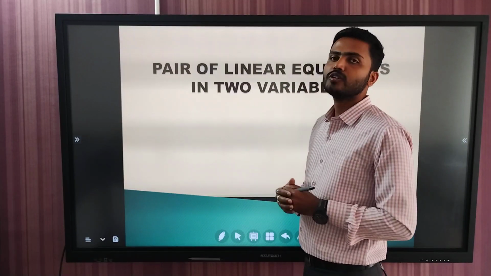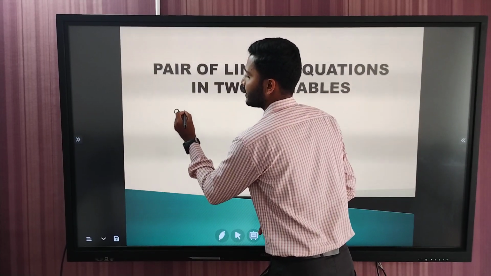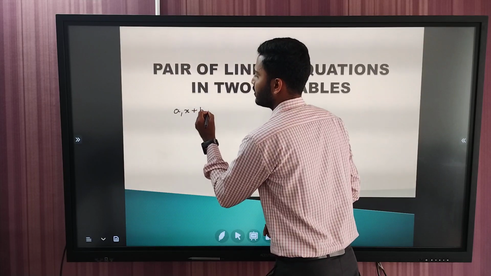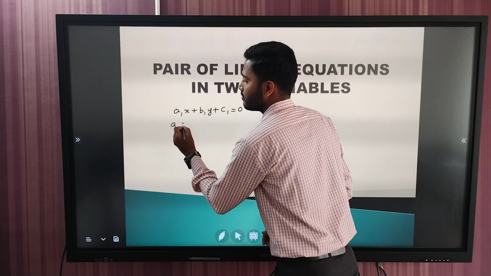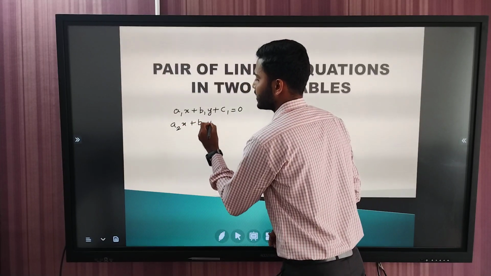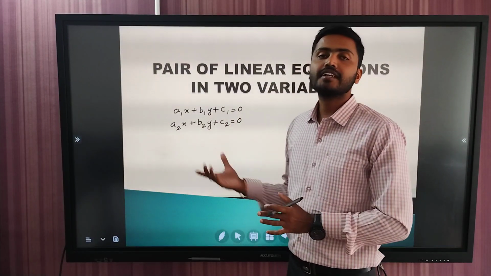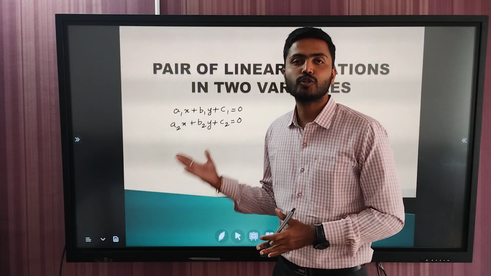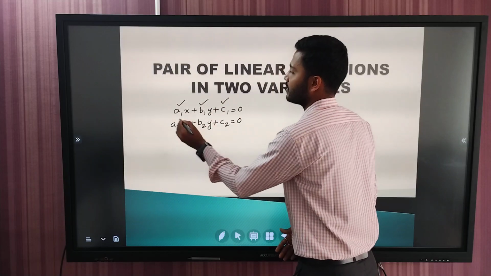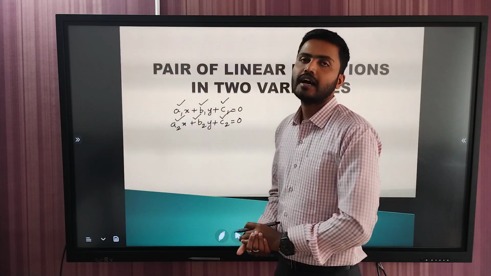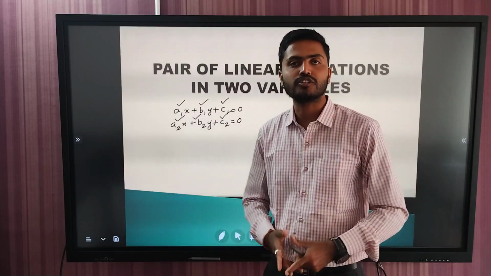As we all know, the general form of a pair of linear equations in two variables is given by a1x plus b1y plus c1 equals 0 and a2x plus b2y plus c2 equals 0. So this is nothing but our general form, where the values of a1, b1, c1, a2, b2 and c2 are real numbers, and a1, a2, b1, b2 can never be equal to 0.